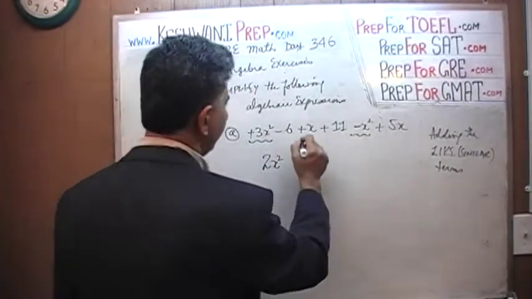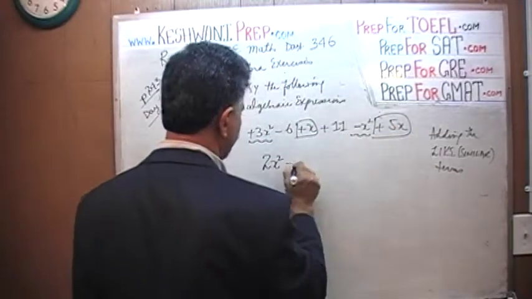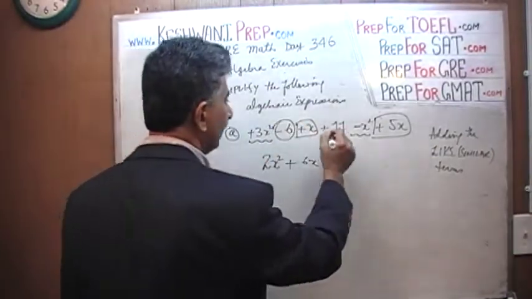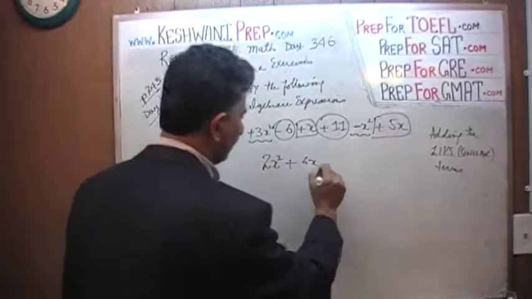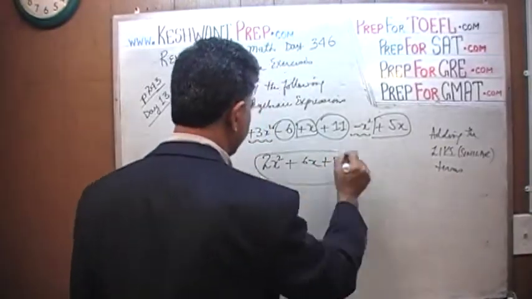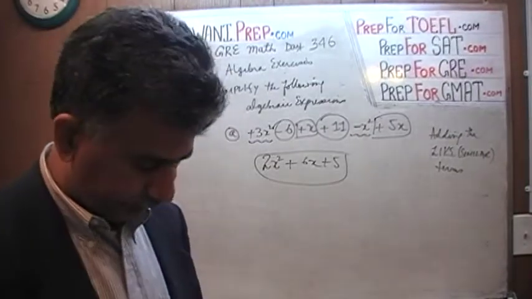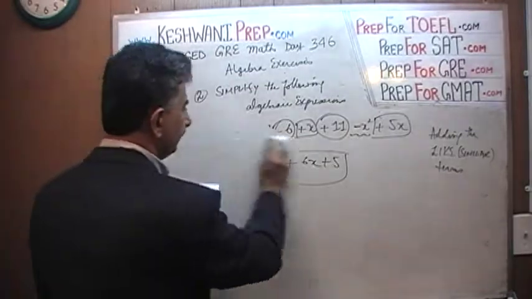Then we look for x's. Here we have 1x and here we have 5x. 1x plus 5x is going to give us 6x. And then we look for the constants. Here we have negative 6 and a positive 11, which is going to give us positive 5. That's it, we're done. 2x squared plus 6x plus 5. That's it, we're done with this one.